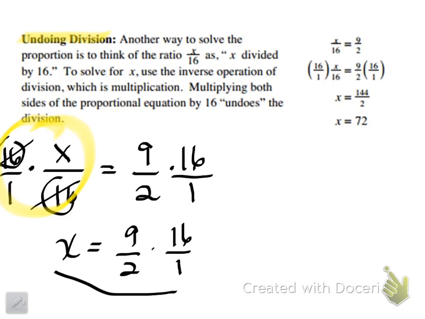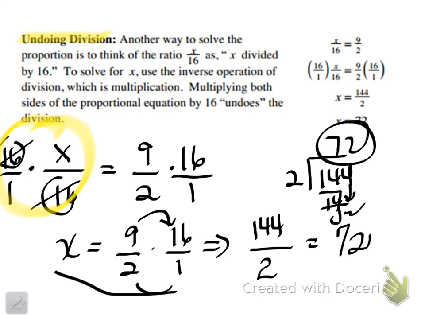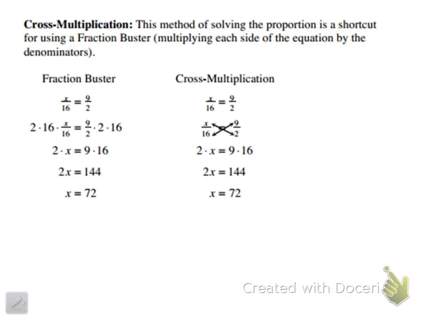Now, we are just going to multiply this through, and you'll notice we get 9 times 16, which is 144, 2 times 1, which is 2. This can be reduced, and you'll notice we get the exact same answer. How many times does 2 go into 144? Well, 2 goes into 1 0 times. 2 goes into 14 7 times with 0 left over. We bring it down, we get a 72. So again, same answer, different strategy.